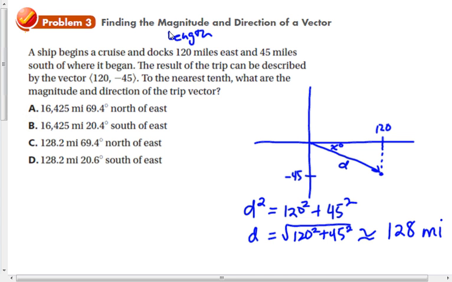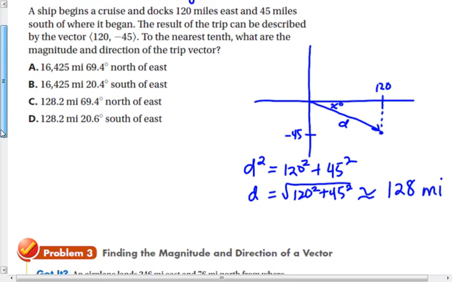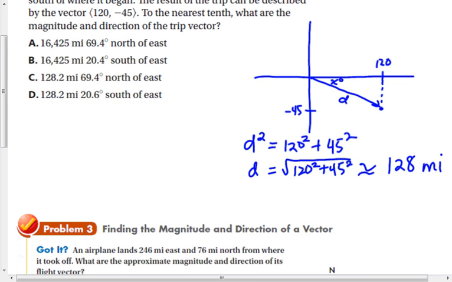And the second thing we have to do is figure out the direction. To find that, we're going to use trigonometry. That'll give us a degrees. And we know that the tangent of x is equal to the side opposite. Remember, the opposite here is 45 down. And the side adjacent is the 120 distance there, so 45 over 120.